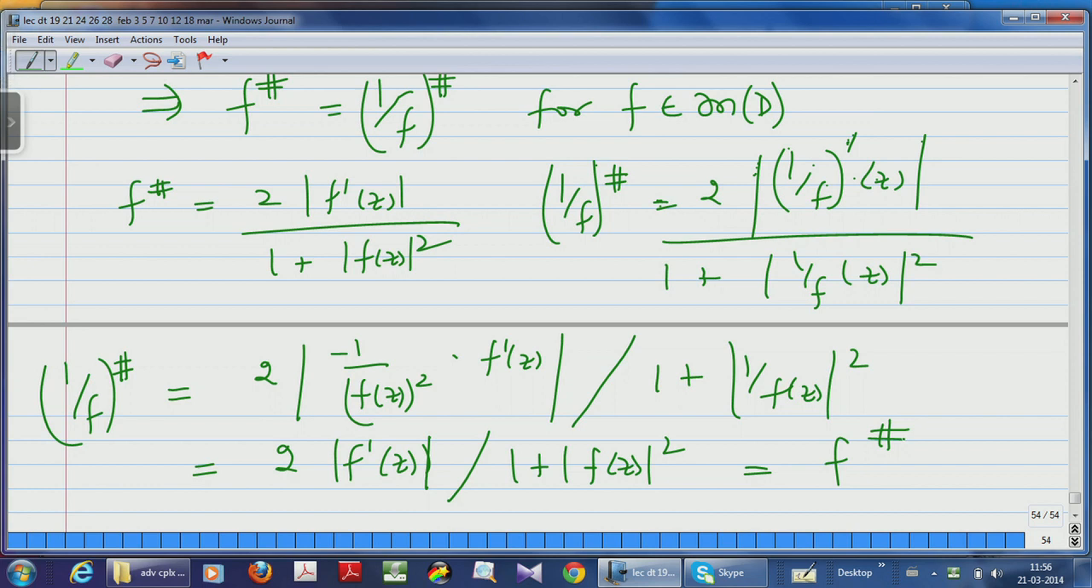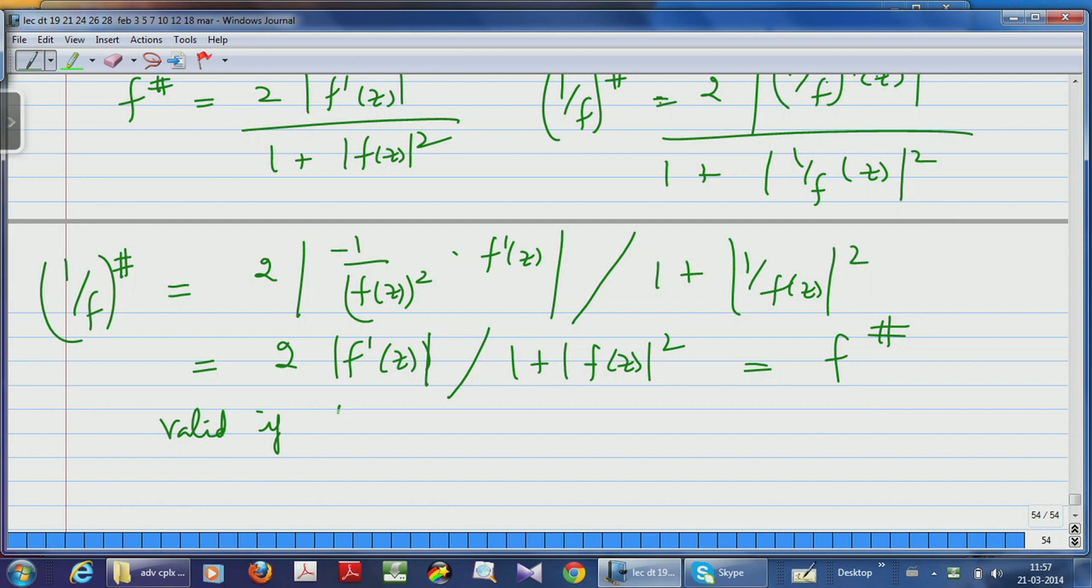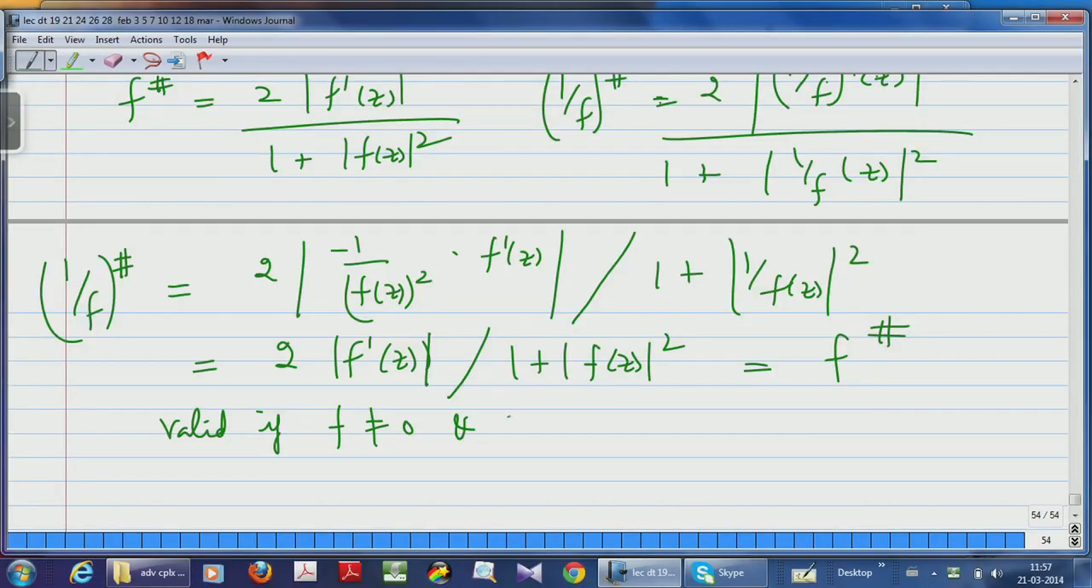The only problem with this calculation is that I am cancelling off mod f dash, I'm cancelling off mod f. And to cancel off mod f, f should not vanish. Otherwise, I cannot cancel mod f in the numerator and denominator. So this is okay at a point where f is not 0. Let me write that: valid if f is not 0. Then the second thing is f dash should exist. The derivative should exist, otherwise I cannot write. So what I'm saying is that the spherical derivative of f and the spherical derivative of 1 by f are the same. You can verify it at all points of f which are different from zeros and poles.